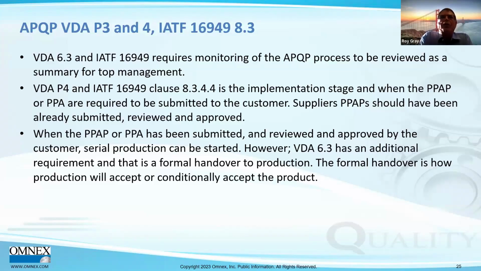However, VDA 6.3 goes above and beyond that. We have to have a controlled environment for formal handover from the APQP process to the production processes. Formal handover is how production is going to either accept or conditionally accept the product. So we're looking for that. Just having completed a PPAP and having it approved by the customer is not enough to satisfy that requirement, because we still may have open issues affecting the manufacturing process. So that's why we look for this formal handover and what those open issues are.